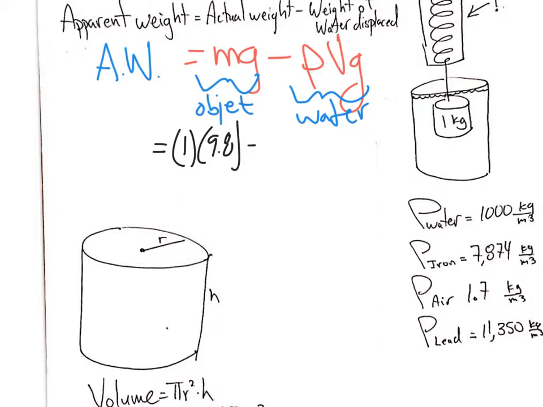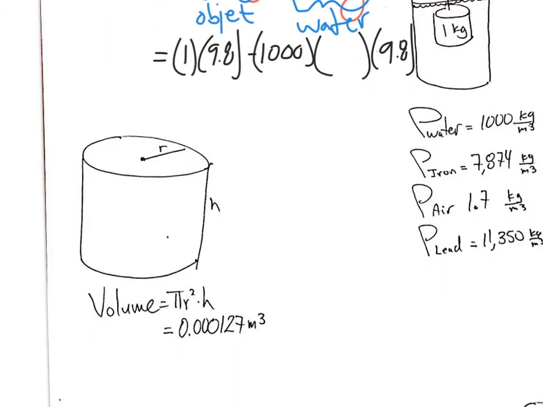Okay, density of water is 1,000. And the volume, so this is the volume of water displaced, which is going to be the volume of the mass. So let's leave that blank for a second. I sort of determined what the volume of this thing would be if we were actually calculating it. We had the radius and we had the height. This is a cylinder, so the area of the circle times the height.